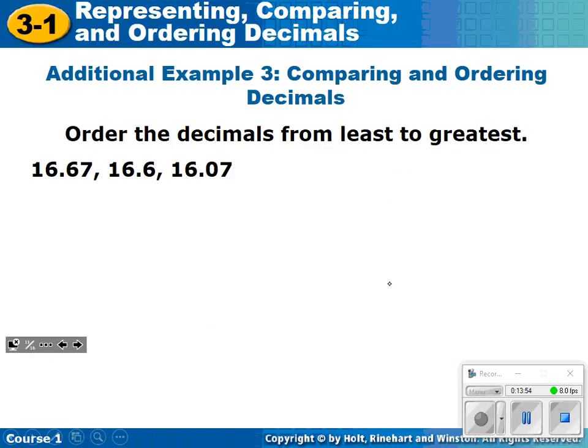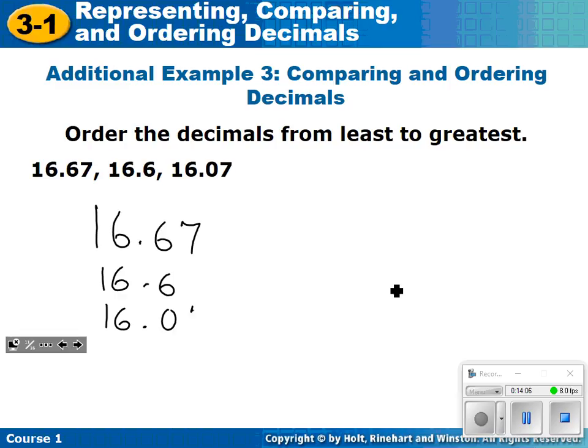You're going to be asked to put things in order. We've got 16.67. We've got 16.6. And we got 16.07. Again, start at the left and work to the right. We look at that one. They're all the same. We look at that one. They're all the same. We look at that one. Oh, they're not all the same, are they? Which one's smaller? The bottom. So if we're doing least to greatest, this is going to be number 1.